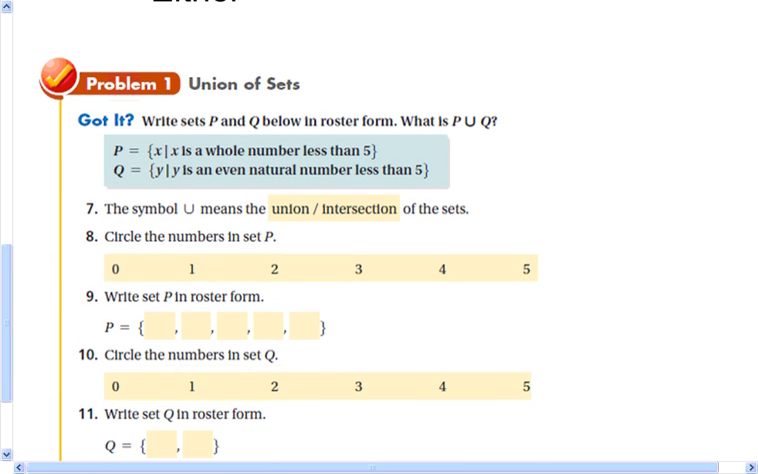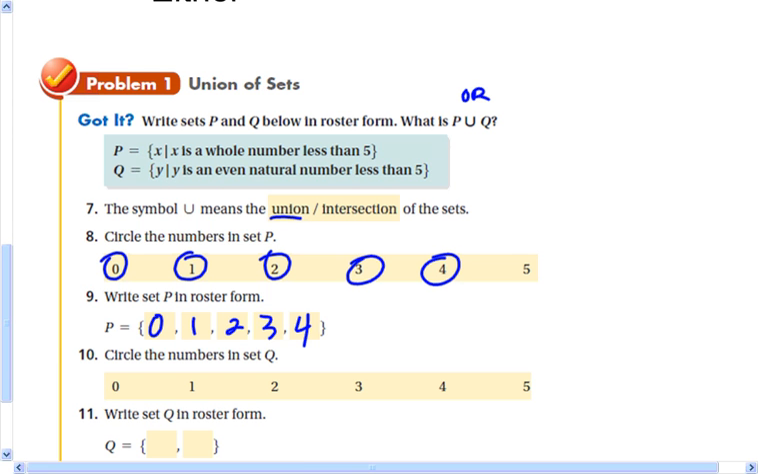So write sets P and Q below in roster form. What is P union Q, or we can say P or Q, either P or Q? The symbol ∪ means union. Set P is whole numbers less than 5. Write this in roster form: 0, 1, 2, 3, 4. Circle the numbers in set Q. Q is an even natural number less than 5. Natural numbers start at 1, so that would give us 2 and 4 in roster form.